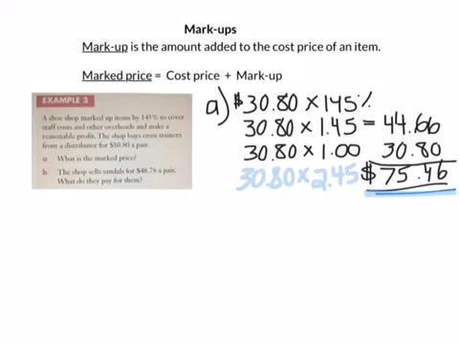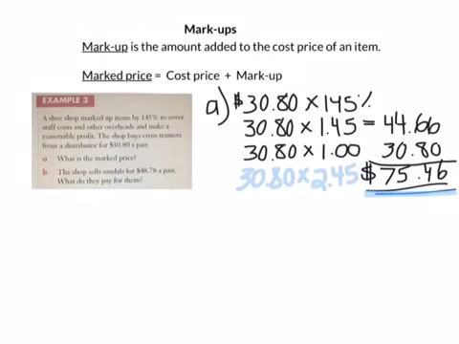So that's an easy one done. Okay? Much easier way. So take the 145% that we have here and turn that into 245%, because we want the cost price and the markup in order to find the marked price. Much easier. Okay?